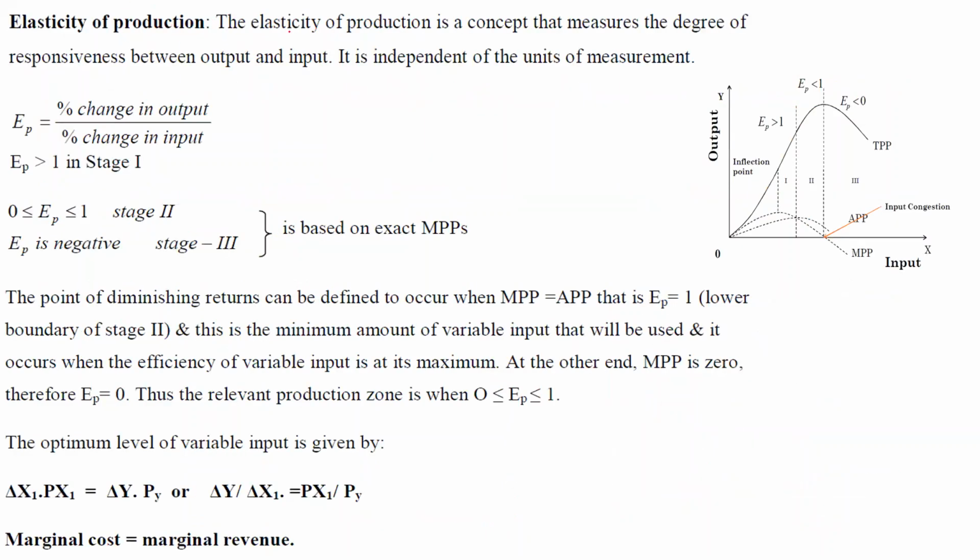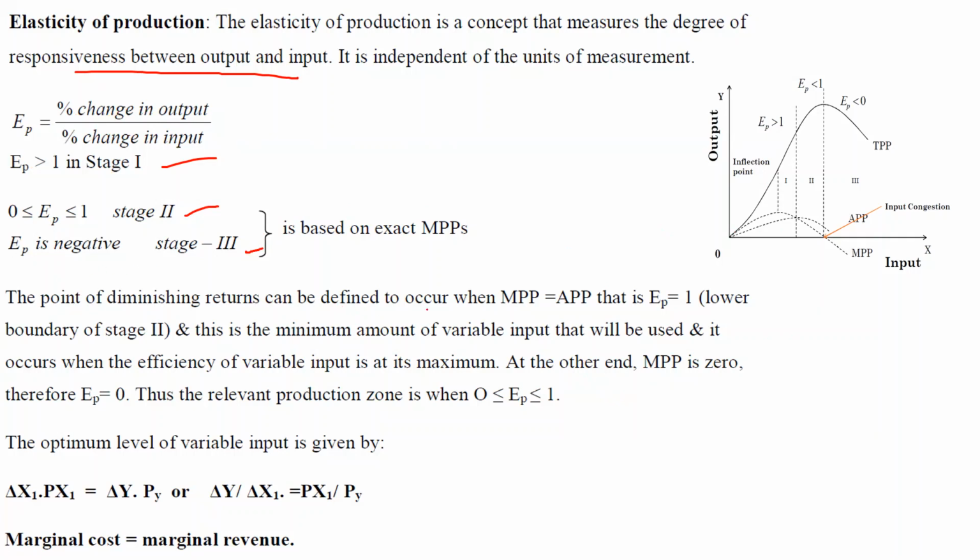Next, we have the elasticity of production. Elasticity of production measures the degree of responsiveness between the output and input. So it measures the change in output because of change in input. The formula is percentage change in output divided by percentage change in input. You can see here, elasticity of production is greater than 1 in stage 1. It is between 0 and 1 in stage 2, and it is negative in stage 3. This is based on the values of marginal product and average product.